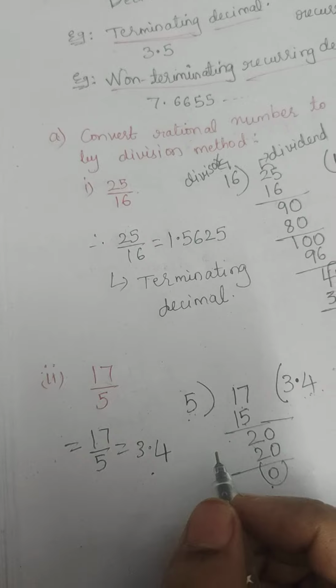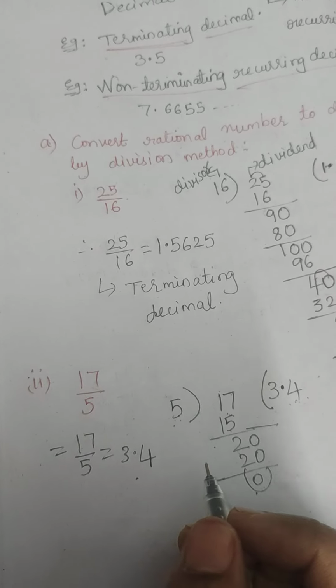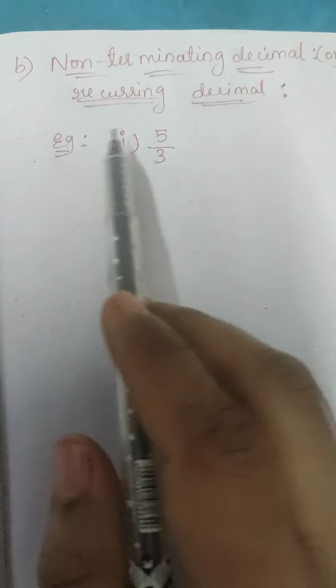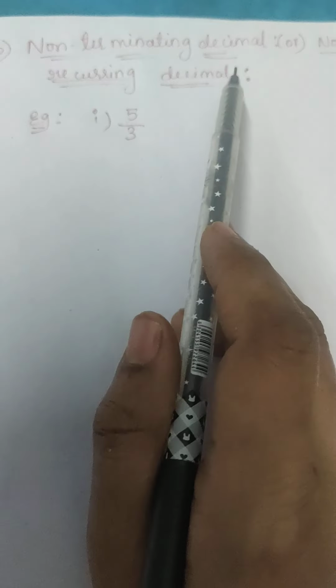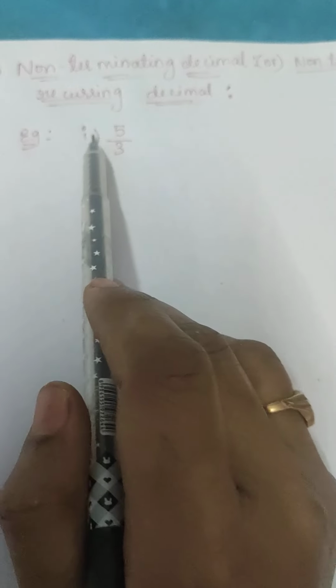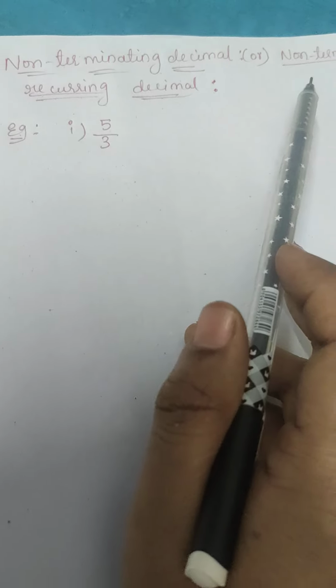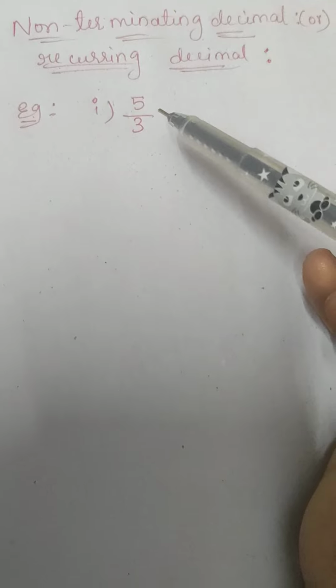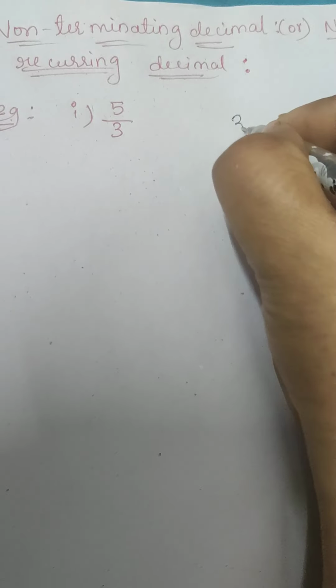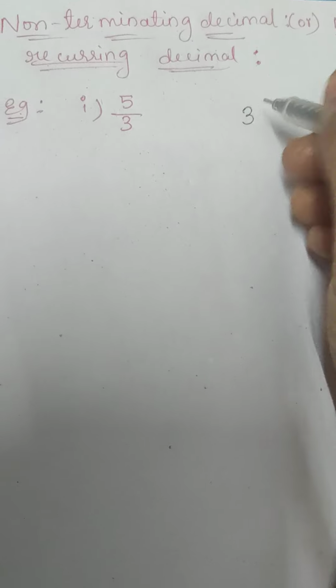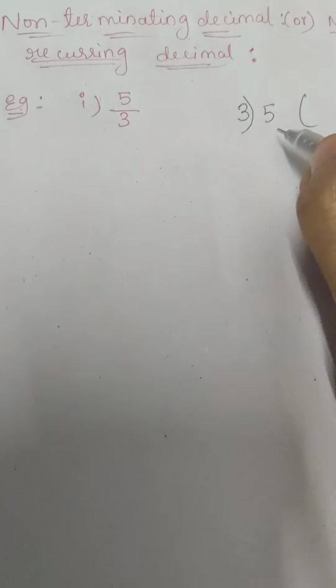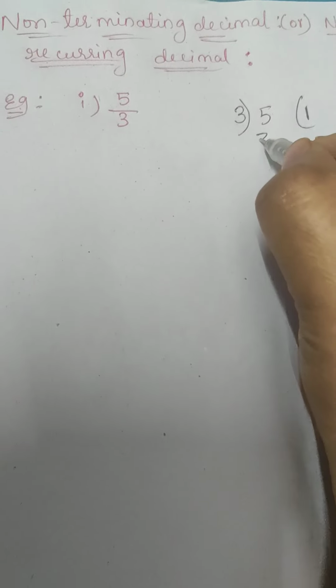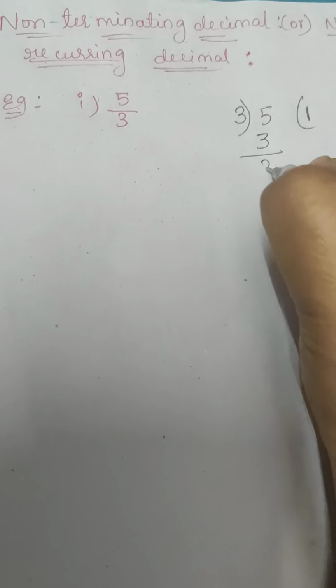Now we will see the non-terminating decimals. Students, now we will see how to convert the rational numbers to decimal form for the non-terminating decimals. This is non-terminating decimal or non-terminating recurring decimal. Here we are having an example 5 by 3. Similar to the terminating decimal, we will proceed with the division method. 3 is the divisor here and 5 is the dividend. 3 ones are 3, 5 minus 3 becomes 2.